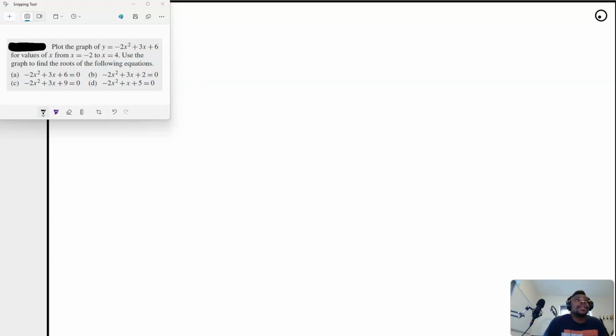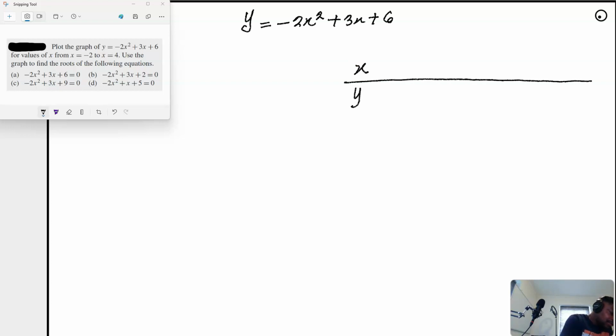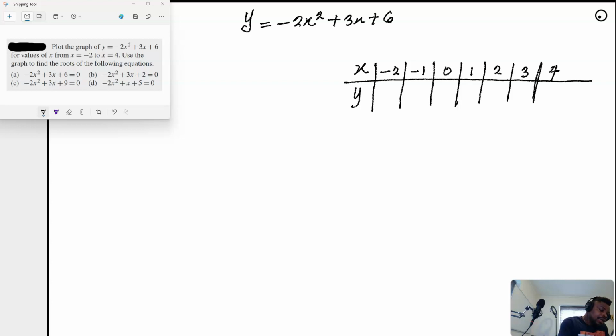The question says, plot the graph of y is equal to minus 2x squared plus 3x plus 6 for values of x from minus 2 to 4. So x values range from minus 2 to 4. So minus 2, minus 1, 0, 1, 2, 3, 4. Okay, so let's get the y values.